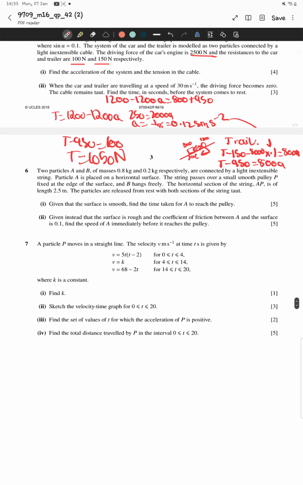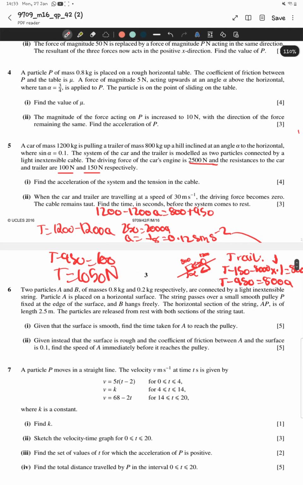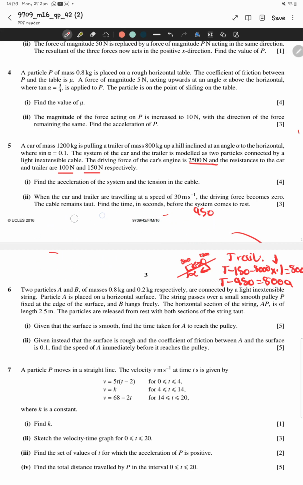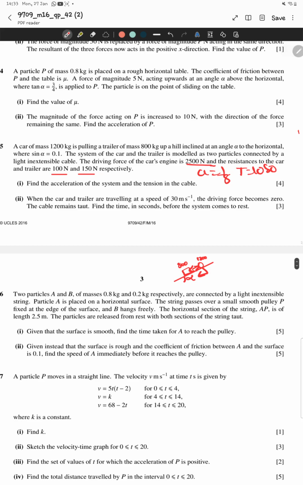Okay, 1 second. Let me just erase all of this. We don't need it anymore. The acceleration was 1 by 8 and the tension was 1050. When the car and trailer are traveling at a speed of 30 meters per second, the driving force becomes 0. When the cable remains taut, find the time in seconds before the system comes to rest.